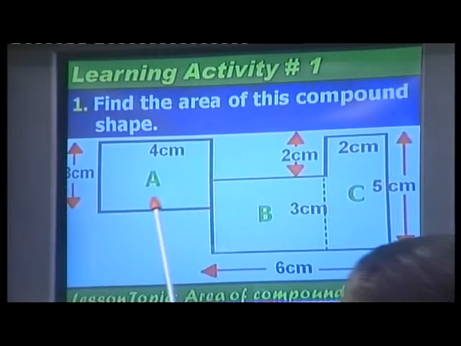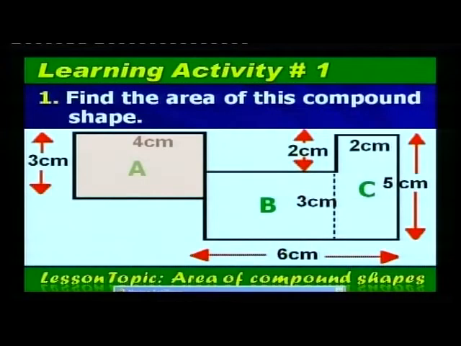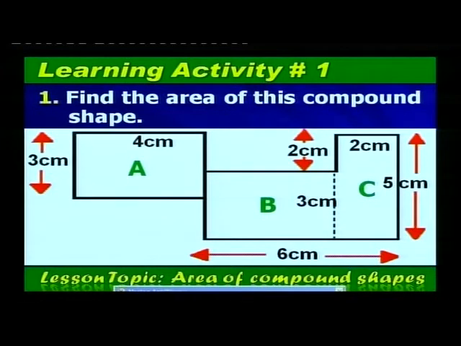Look at area A. You look at this area here, it is the shape of a rectangle. That is why we are going to use the formula for calculating the area of a rectangle, which is length times width. We have the length given here as 4 centimeters, and the width is 3 centimeters. That is the measurement for area A.